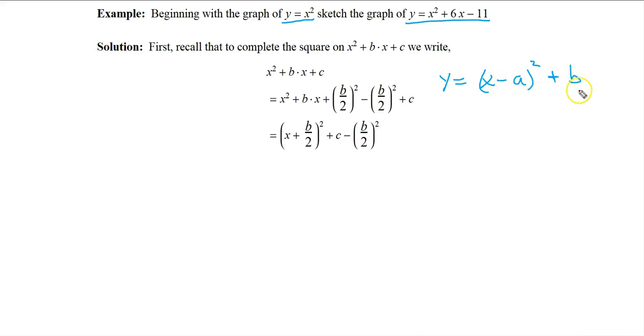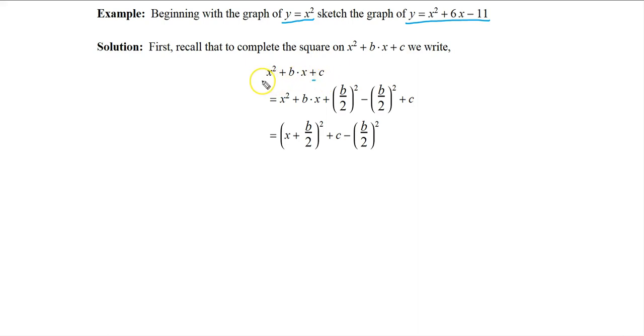If we can rewrite it like this, then we can easily read off that we take this graph and shift it left or right a units, depending on whether a is positive or negative, and then up or down by the absolute value of b units. So we have to do what's called completing the square on this first. Now remember how to do that.